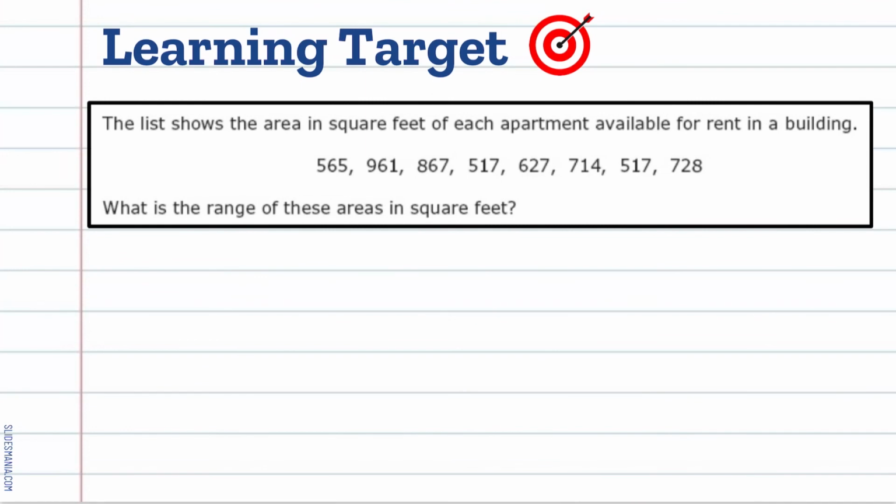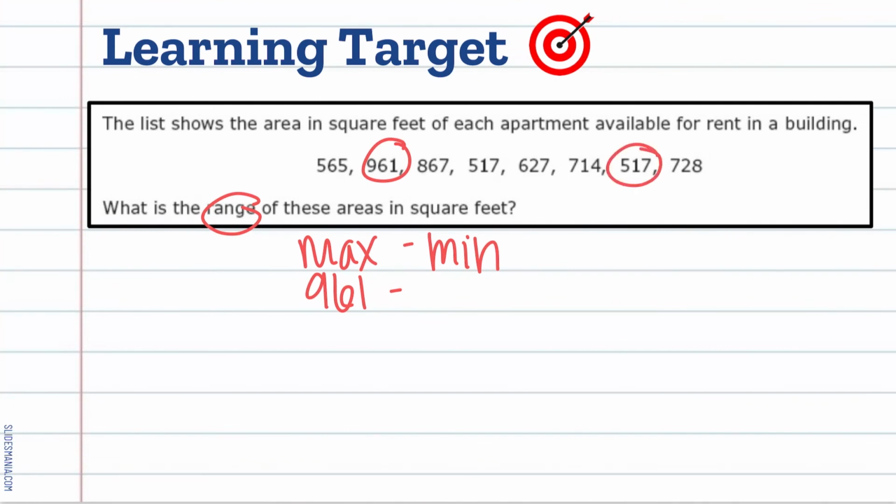All right, guys. Thank you for trying that on your own. Our learning target is asking us to find the range of these areas. Remember, range is the difference between the maximum and the minimum value. Well, our maximum value that I see right here is 961, and our minimum value is 517. Notice 517 is also our mode.